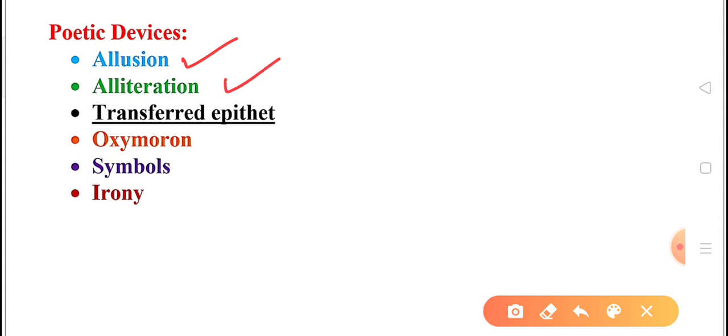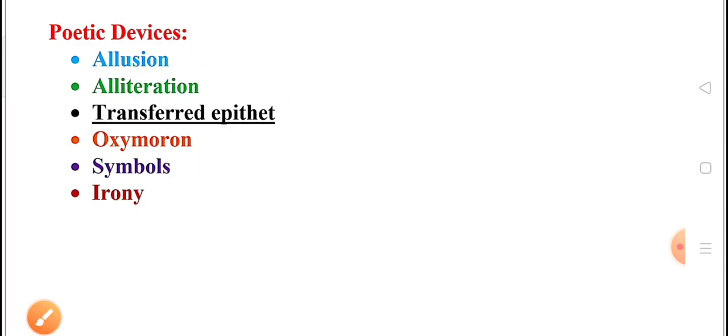Next is alliteration, and this poem is rich in alliteration. Then is transferred epithet. Epithet means adjective, and transferred means misplaced, placed at the wrong position. So transferred epithet means the adjective which is used at the wrong place. Oxymoron. Oxymoron is the juxtaposition of two contrasting words, rather two opposite words. Sometimes they are just antonyms, sometimes they are just opposite in nature. Then we'll see the symbols and we'll see irony used in the poem. So now let's see them one by one.